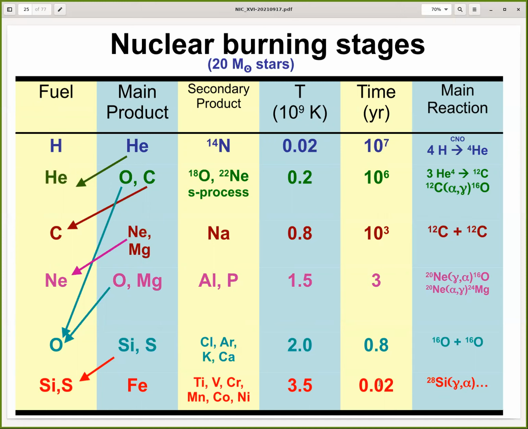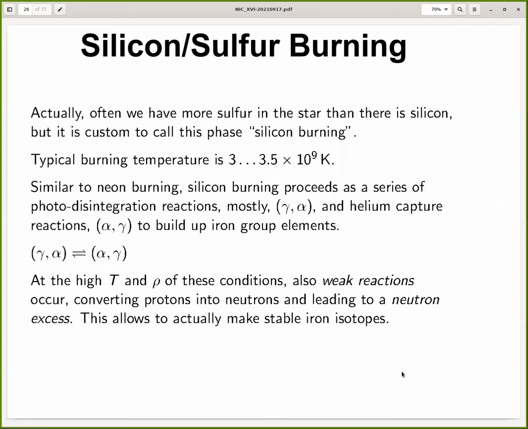So that's about a week. So this final phase of stellar evolution really only takes about a week to proceed. And that proceeds in a way that is similar to the neon burning, except that it goes in a much more extended way. You kind of carry that to the extreme.